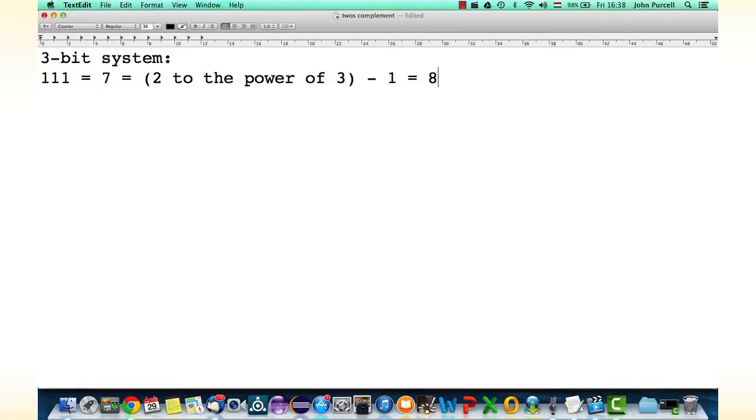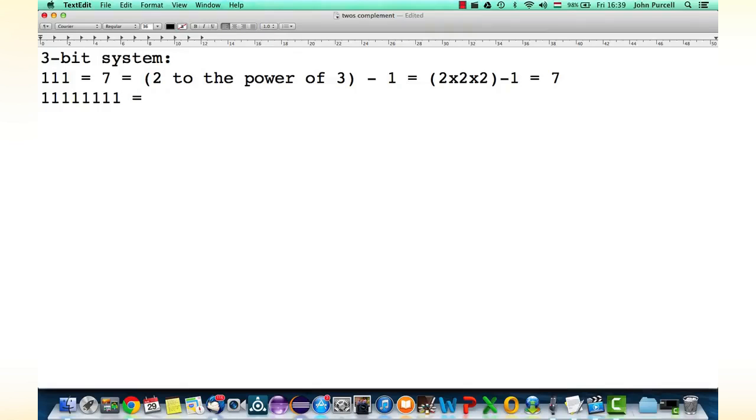So to the power of just basically means how many times you multiply the number by itself. So 2 to the power of 3 is 2 times 2 times 2, 3 times over, which equals 8. We subtract 1, we get 7. So that's how you can calculate the maximum unsigned value for any particular type if you know how many bits it uses. So if we've got 8 bits, so 1, 2, 3, 4, 5, 6, 7, 8, that's the maximum value you can store in a byte, for example, an unsigned char.